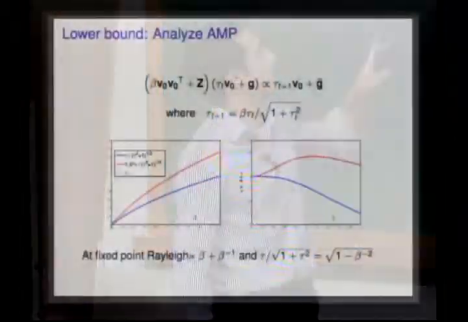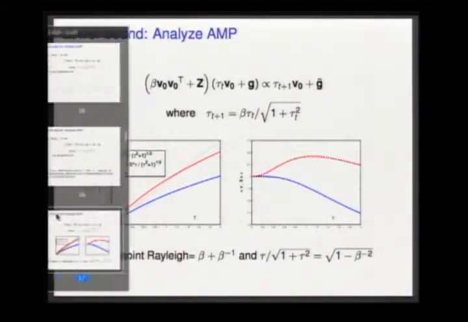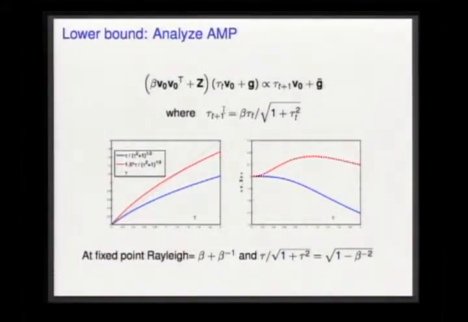Okay. And when you look at this function also, you can write a fixed point equation, which is tau equals the value of the function, and you get that the value of tau over square root of 1 plus tau square, which is the inner product of V0 with V1, is going to be exactly the value that we expected. And the value of the Rayleigh quotient here, so this is the Rayleigh function in terms of tau, is going to be beta plus beta minus 1. So that was a very simple proof of the theorem that you guys already knew.